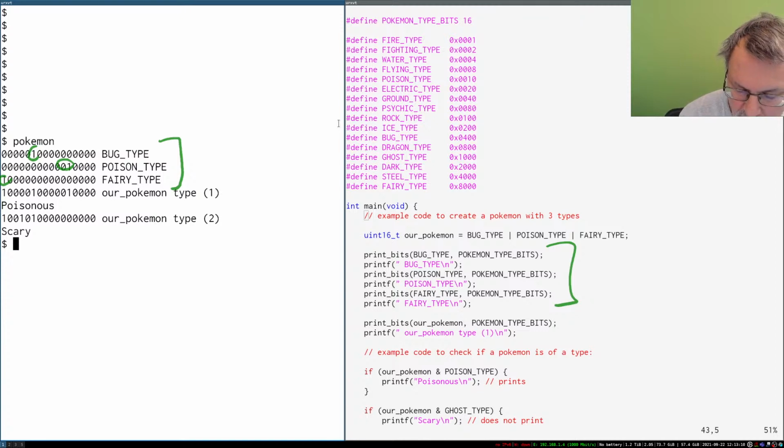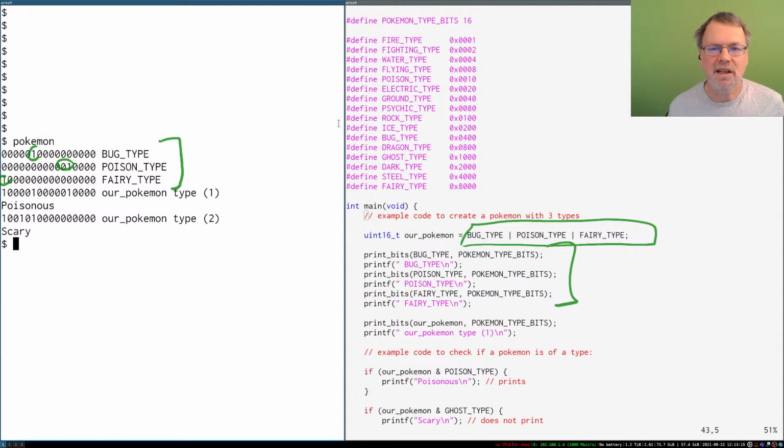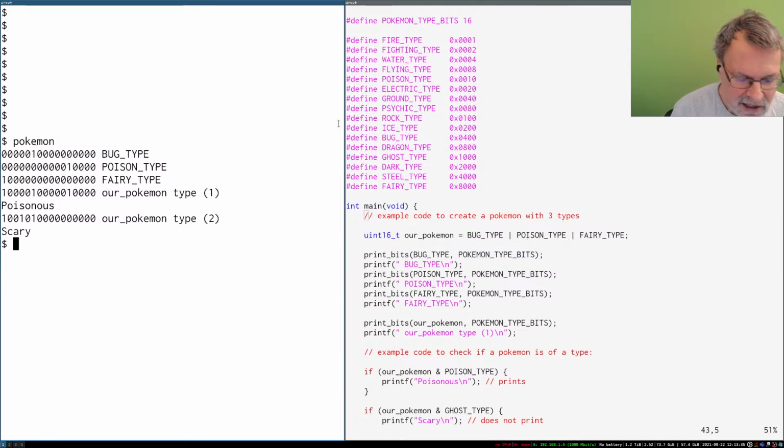I want a Pokemon that's got all of those 3 types, so I can achieve that by ORing the 3 values together. That ORs bug type, which is 400, with poison type, which is 10 hexadecimal, and fairy type, which is 8000 hexadecimal. Hexadecimal, base 16. This gives me a type that's just got those 3 bits set. You can see if I do that ORing, I can reverse it. I can look at that and see what produced it, because none of these have the same bit set.